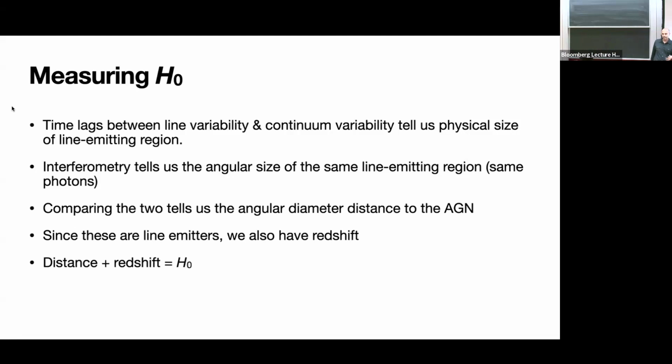Okay, good. So this is a purely geometrical method to get the Hubble constant. There's no distance ladder, no Cepheids, none of that stuff.